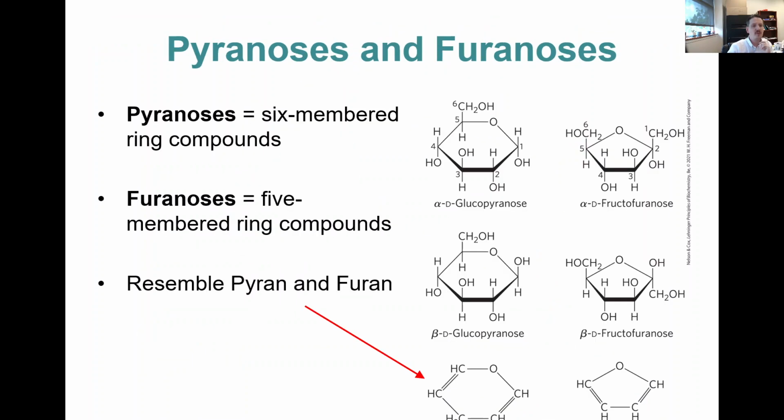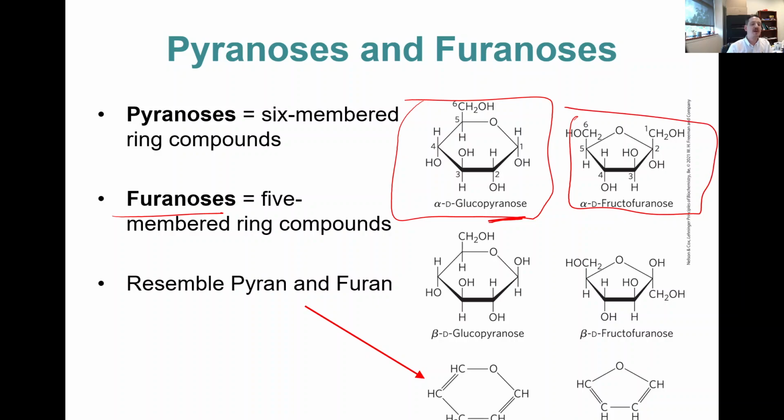And we call those the pyranoses and the furanoses, where the 6-membered ring is a pyranose and the 5-membered ring is a furanose. We call them that because they structurally resemble pyran, and pyran is this molecule here.